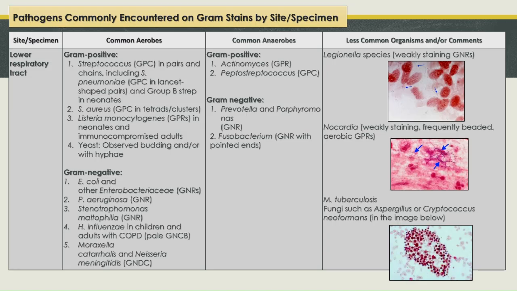1. Legionella species, weakly staining GNRs. 2. Nocardia, weakly staining, frequently beaded, aerobic GPRs. 3. M. tuberculosis. Fungi such as Aspergillus or Cryptococcus neoformans, in the image below.